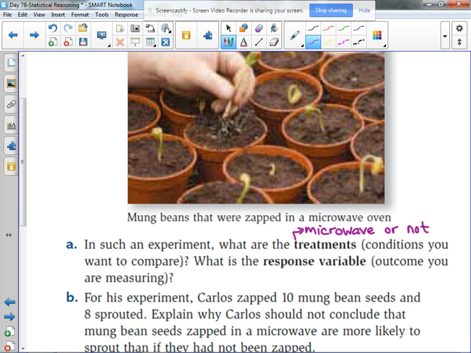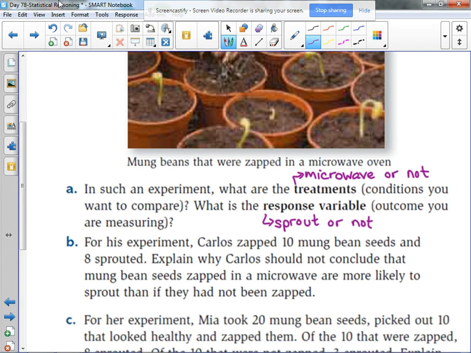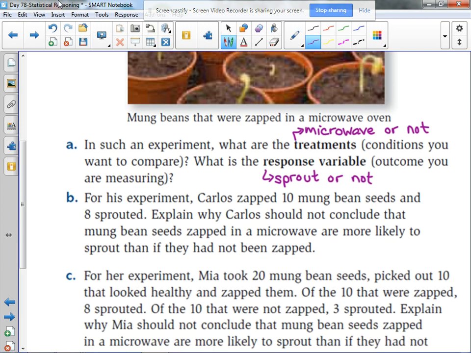Okay, and then the response variable is what we're trying to measure. We're trying to find out if they sprout or not. So the treatment is what we do to it. We put it in the microwave or we don't put it in the microwave. The response variable is what we are trying to measure, and that's whether it sprouts or not. Okay, so let's look at a couple of different setups for different ways that these experiments can be done.